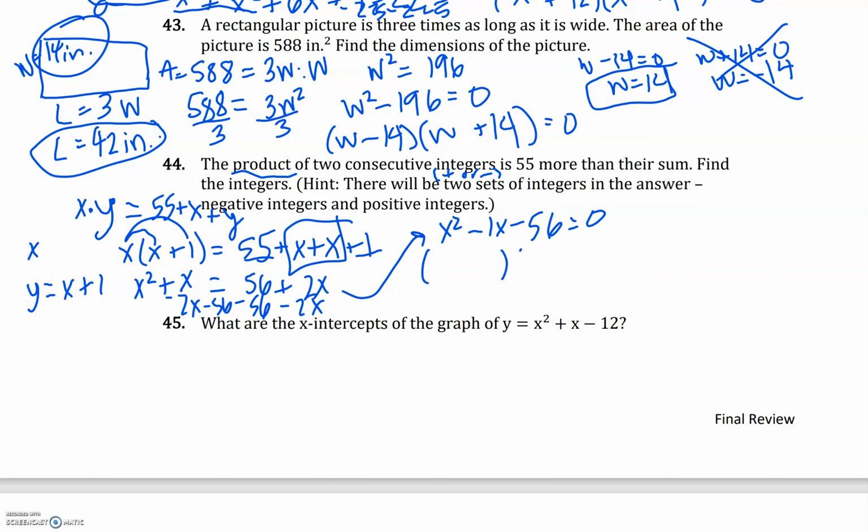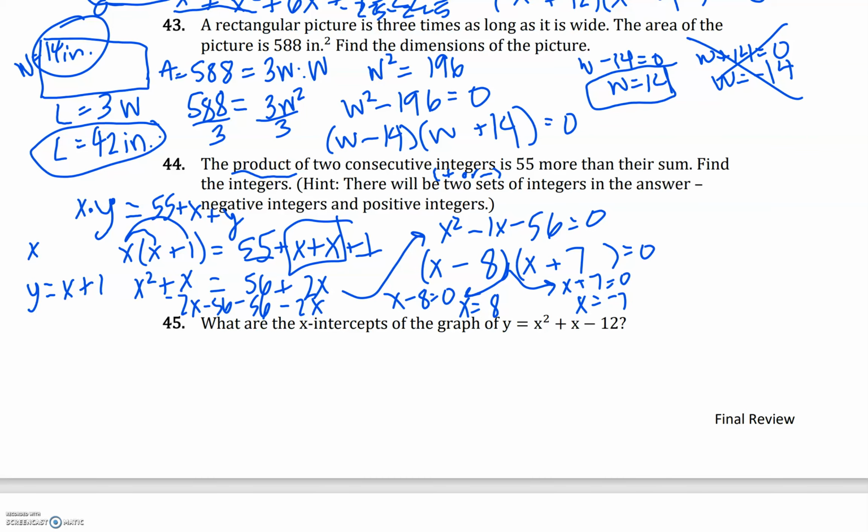Another fast trinomial. Awesome. So we have x times x, put those in our parentheses. Then we need two numbers that multiply to be negative 56, so we'll have a negative and a positive. And they need to add to negative 1, so that'll be negative 8 and positive 7. Remember, that's all equal to 0. If I set each of these equal to 0, we'll have x minus 8 equals 0. So x equals positive 8. And if I set this one equal to 0, I'll subtract 7 from 0. x equals negative 7.